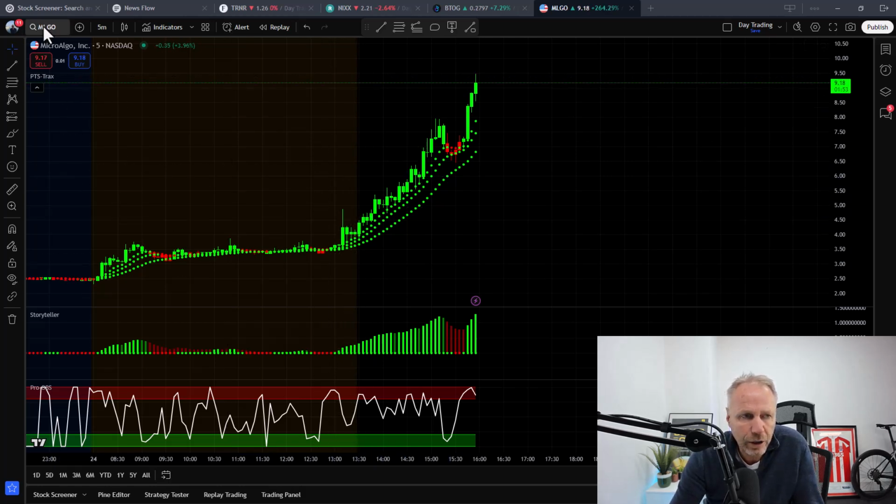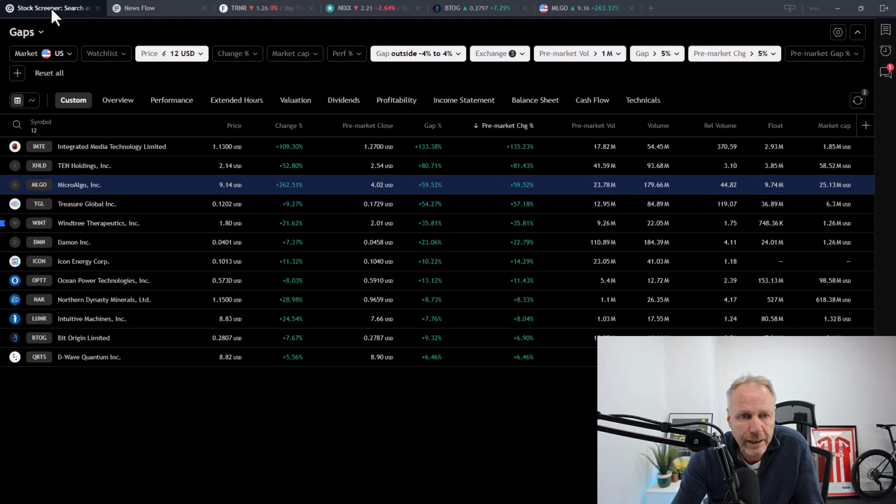But MLGO. And how did I find that? Well, it came up on the screen in TradingView right here. It fit the criteria. Below $10 as well, which was good. And it had a really nice move, of course.